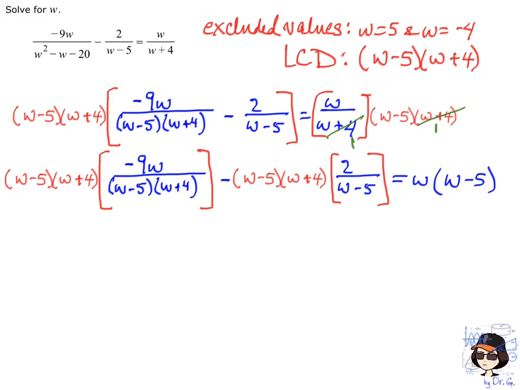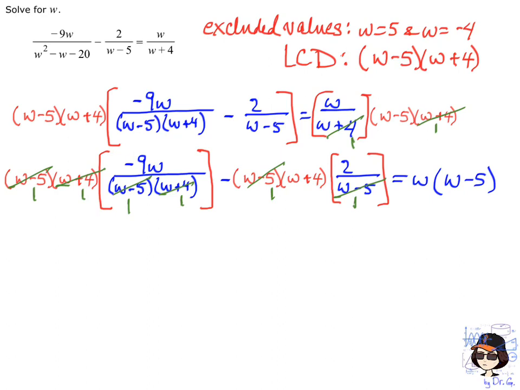Okay, so now let's look at the left side here. We look at the first term. We have w minus 5 times w plus 4 times negative 9w over w minus 5 times w plus 4. So both the w minus 5's cancel and the w plus 4's cancel. So everything canceled in the first term. But in the second term, only one thing will cancel. The w minus 5 in the denominator will cancel with that w minus 5 in the LCD.